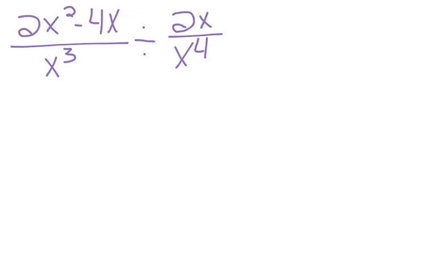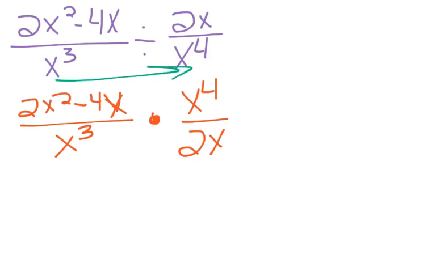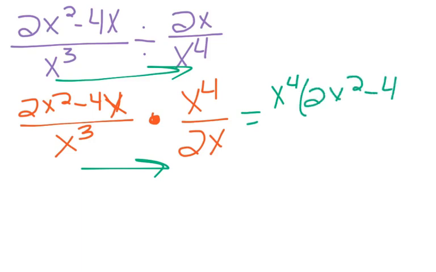Next, I'm going to do the first step, which is to keep the first fraction the same. Change the division to multiplication, and flip the fraction. Now I'm going to act like it's a multiplication problem. Multiply straight across. So I have x to the 4th times 2x squared minus 4x. Do not distribute that, just leave it like that. And x cubed times 2x. You can actually do the math here so that you have 2x raised to the 4th power.